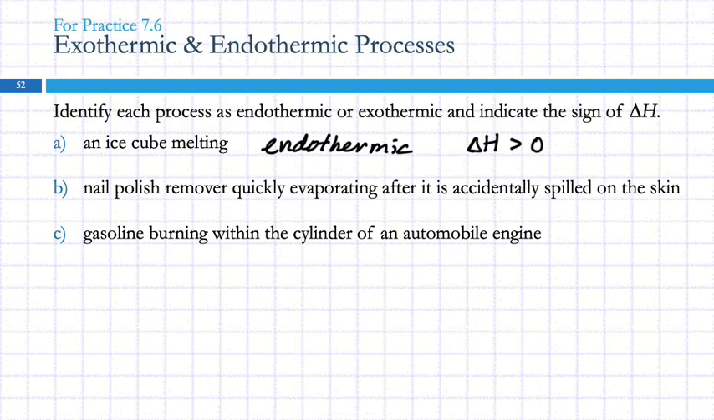Okay, nail polish remover quickly evaporating after it's accidentally spilled on the skin. So you've got the nail polish remover that you spilled on your skin. Oh, here we have some nail polish remover. Ooh, that's cold, right? So it's evaporating, right? My skin is not part of the system. My skin is part of the surroundings. What does my skin feel? Cold. It feels cold because heat is leaving my hand, right, and going into the nail polish remover.